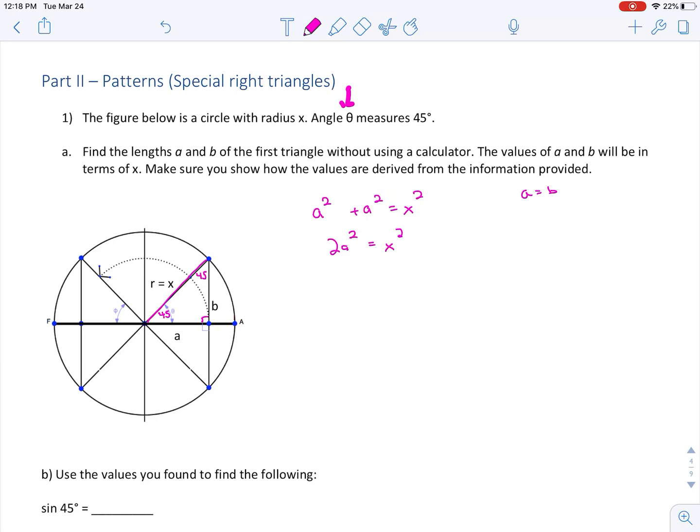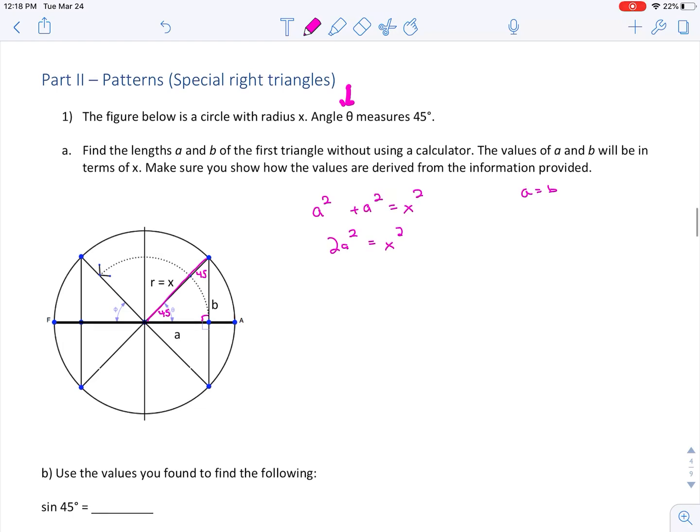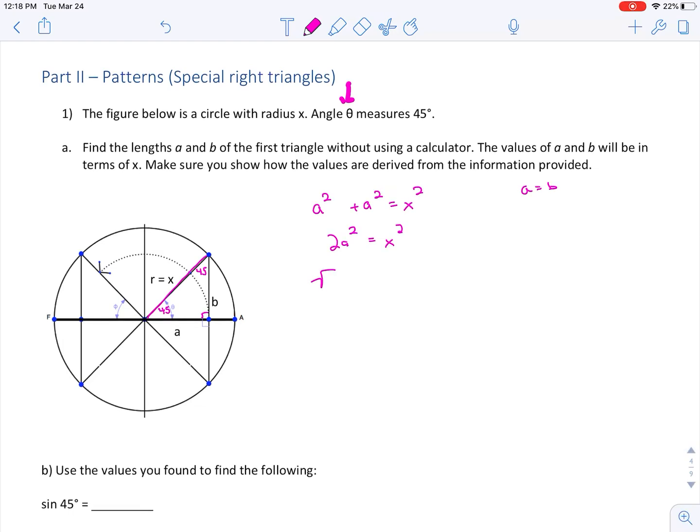Now I need to work here towards isolating x. So I would take the square root of both sides, and that would give me the square root of 2, and the square root of a squared is a, and that's going to be equal to x. So here we have x, the hypotenuse, is equal to the square root of 2 times a. Please notice that the a is not underneath the radical here. When we took the square root of a squared, we got just a and not the square root of a.